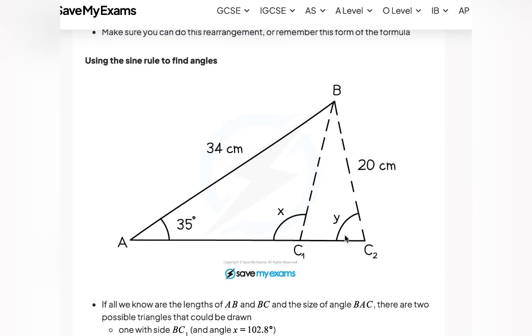After finding angle y, we have to find angle x, because once we know it, we can find this whole length.